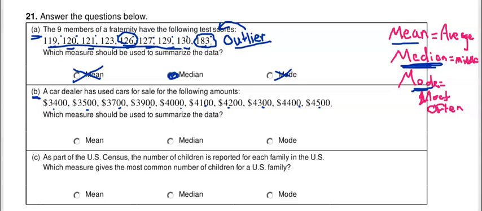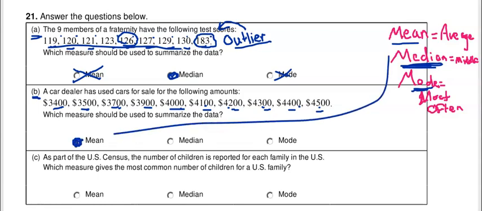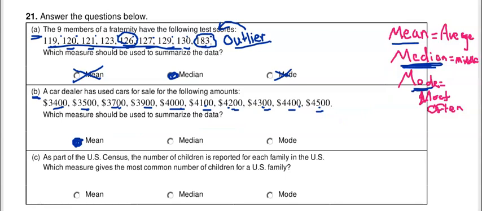B, a car dealer has used cars for sale for the following amounts. Which measure should be used to summarize the data? Well, let's see, 34, 35, 37, 39, 40, 41, 42, 43, 44, and 45. Those are all nice and close together. There's no major jumps or anything like that. So in that situation, you always default straight to the mean, again, which is the average. Always default to the mean if there is no outlier. They're all kind of close together. That's what most people want to use.